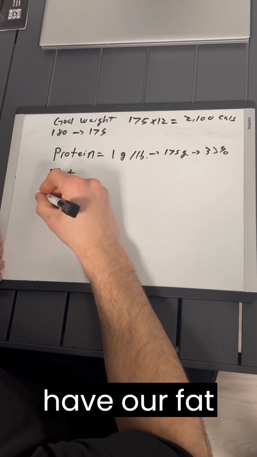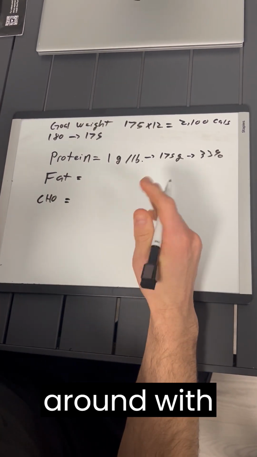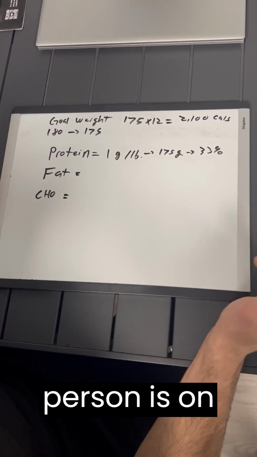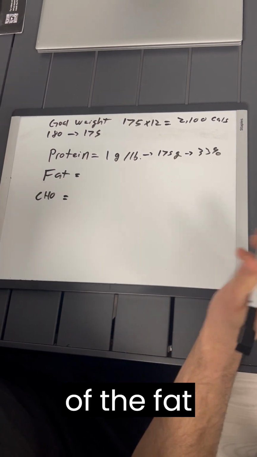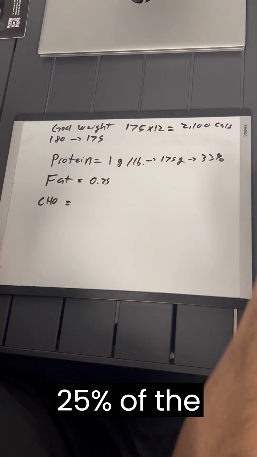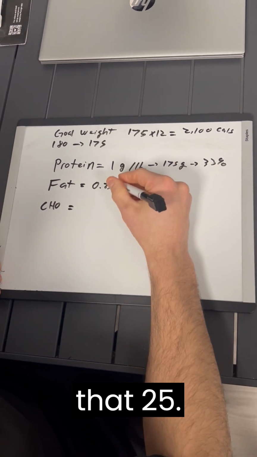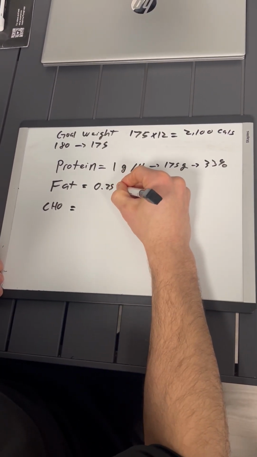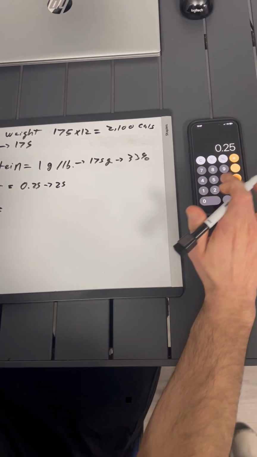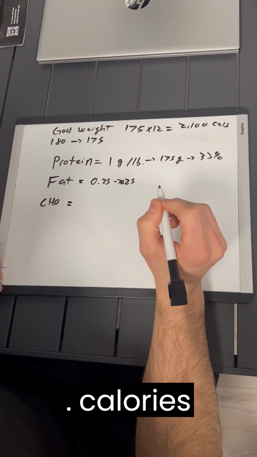Next up, we have our fat and our carbohydrates. So our fat, we can play around with these two a little bit more than protein, but for fat, we're gonna say that this person is on the lower end of the fat scale in terms of the preferences. So we're gonna keep that at 0.25 or 25% of the total calories. So what I'm gonna do with that is I'm gonna take 25%, 0.25 times 2,100, which is gonna give me 525 calories.